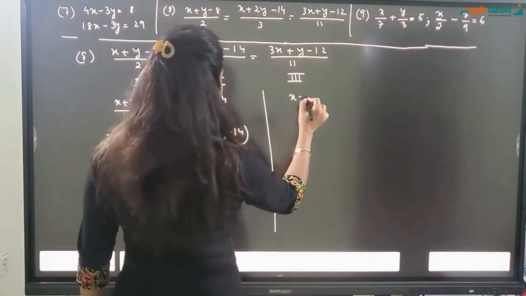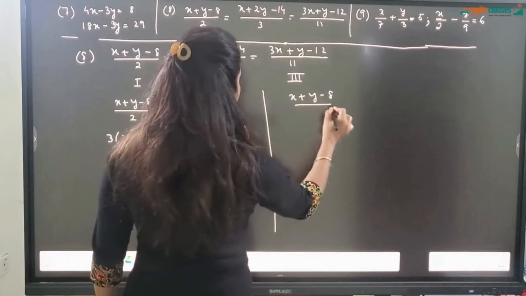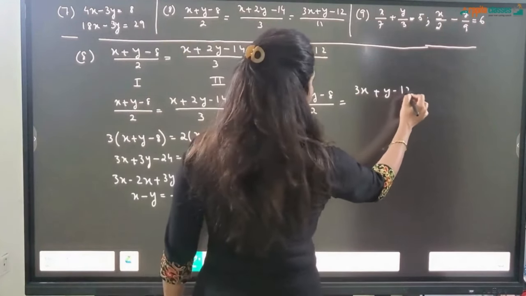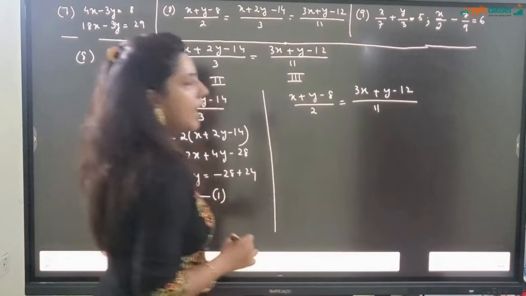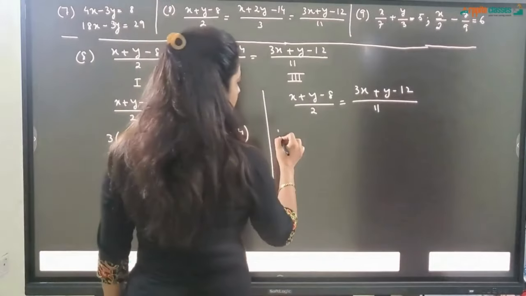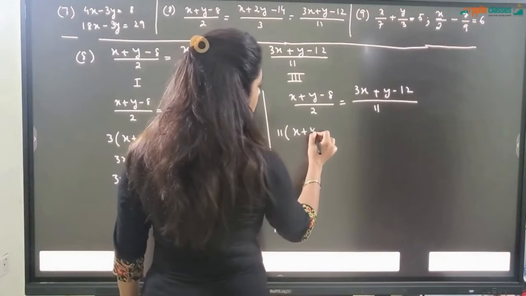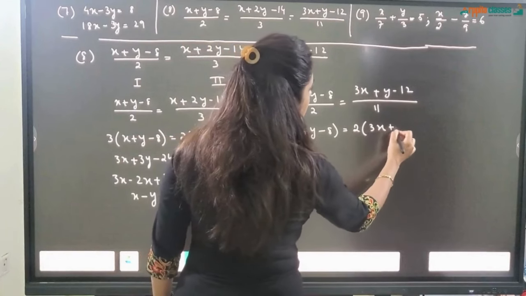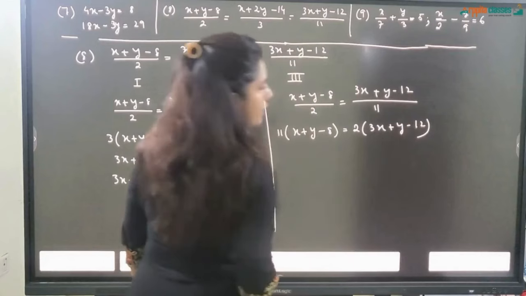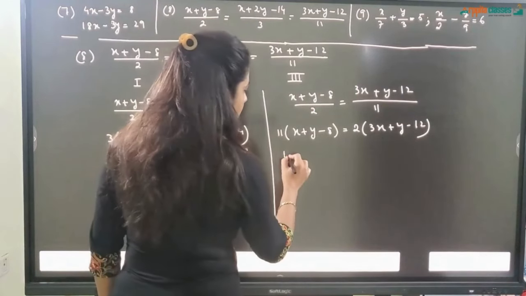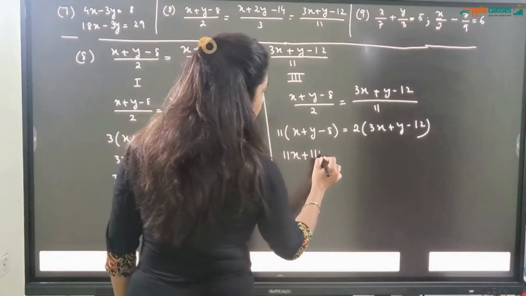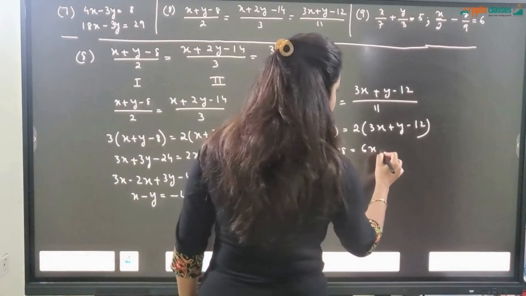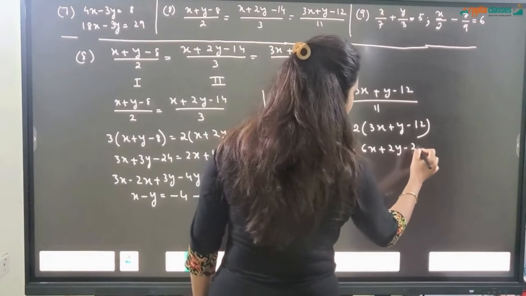So I am taking (x + y - 8)/2 = (3x + y - 12)/11. Again we cross multiply, so it will be 11(x + y - 8) = 2(3x + y - 12). Now let us multiply. This is 11x + 11y - 88 = 6x + 2y - 24.